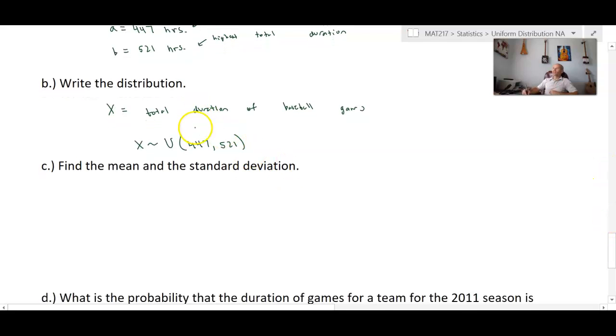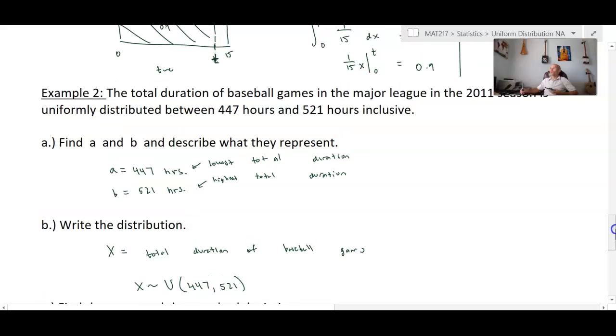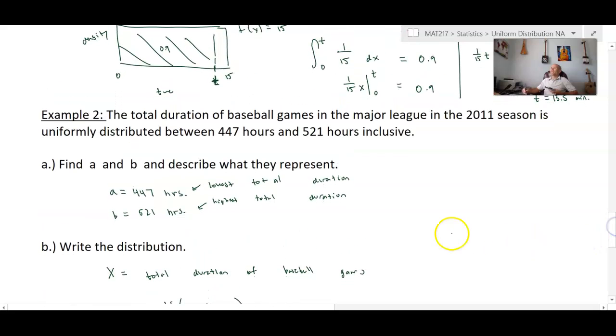Let's find the mean and standard deviation. So we know that the mean, the average total duration of baseball games will be A plus B over 2, which is 447 plus 521 over 2. So if we take 447 plus 521 divided by 2, that equals 484 minutes. So the average total duration of baseball games. I imagine this probably maybe means for each team across the entire season.